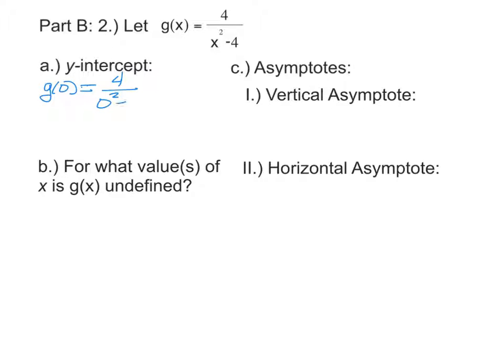That'll be 0 squared minus 4. So numerator is 4, denominator is negative 4. That means my y-intercept is going to be negative 1.